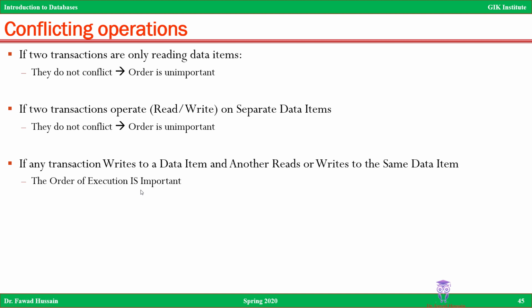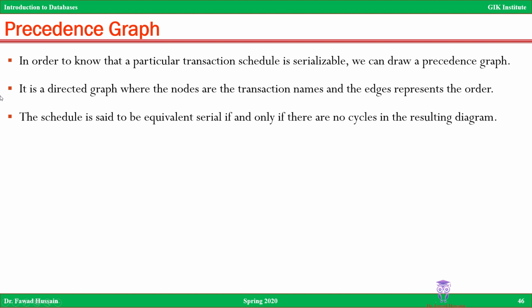So if both the transactions are reading and writing on the same table, let's say table A, then it is important how you organize the individual operations of the two transactions. To figure out whether it's going to cause a problem or not, we come up with something which is called a precedence graph. Given a set of transactions, we draw a precedence graph, and we look for certain characteristics in that graph to figure out whether this is possible or not.